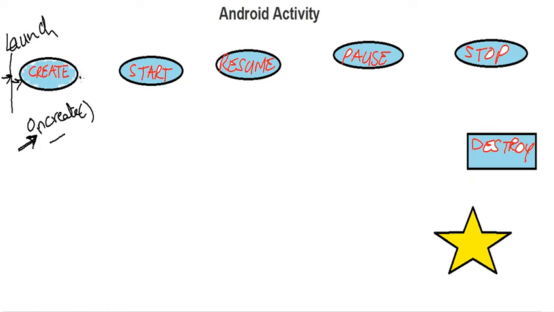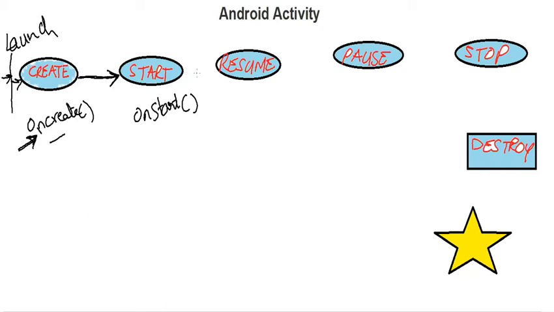After the activity is created, the next step, or the phase that the activity goes through, is the start phase. The start phase means that the activity first becomes visible to the user. This UI becomes visible to the user, and the function for this is onStart. It is also a callback function. For example, from pause and from stop, you can come back to the start function.